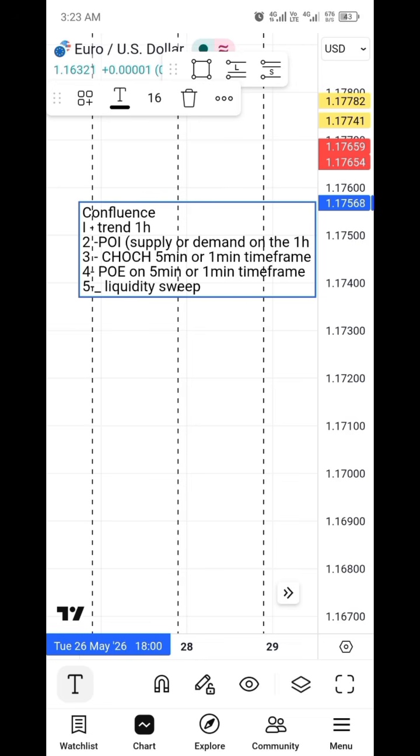All right, so these are the 5 confluence you need. Number 1, you need the trend on the 1 hour time frame. Number 2, you need the point of interest on the 1 hour time frame, that's the supply or demand. Number 3, you need change of character in the 5 minute or 1 minute time frame. Number 4, point of entry on the 5 minute time frame or 1 minute time frame. Number 5, you look for liquidity sweep for a good entry. So these are the 5 confluence.